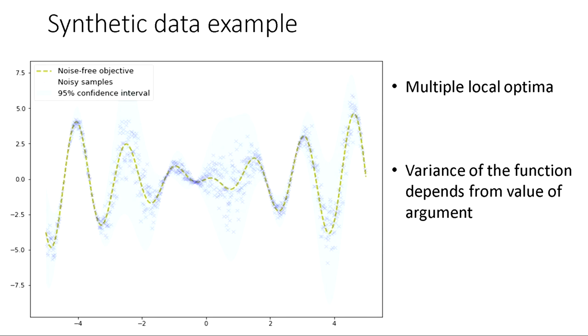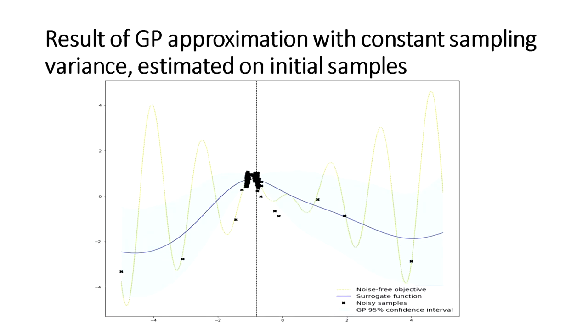And if you try to approximate this function with a fixed sampling variance, like in most frameworks using the Gaussian process, you will see such a picture. So this Gaussian process fails to fit well to your objective function, and you will get stuck in a local optimum, and the result of the whole optimization wouldn't be really good.